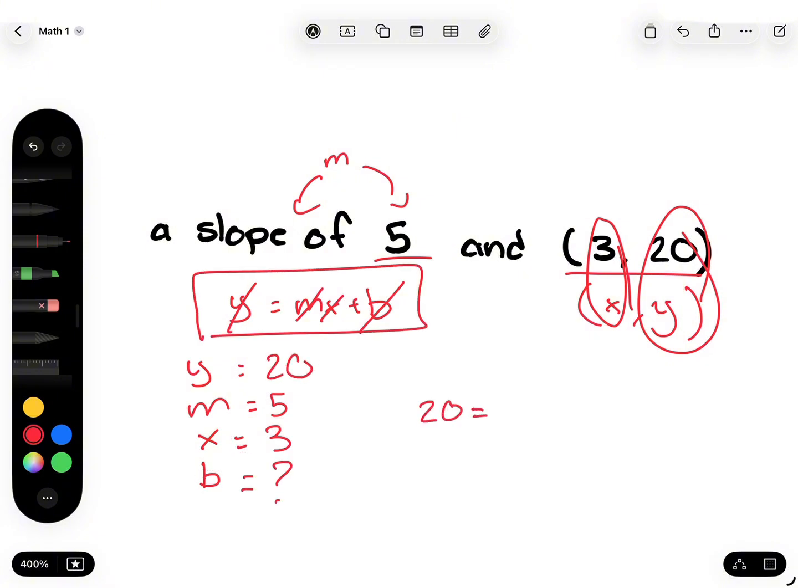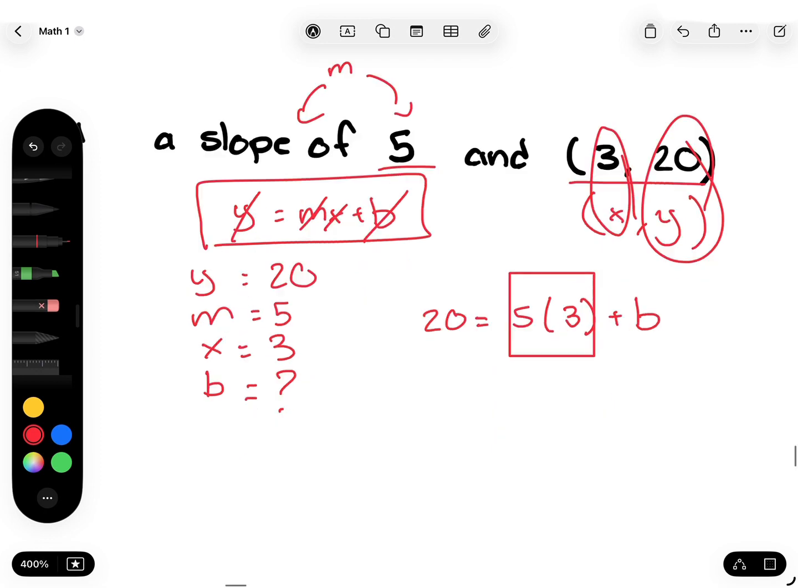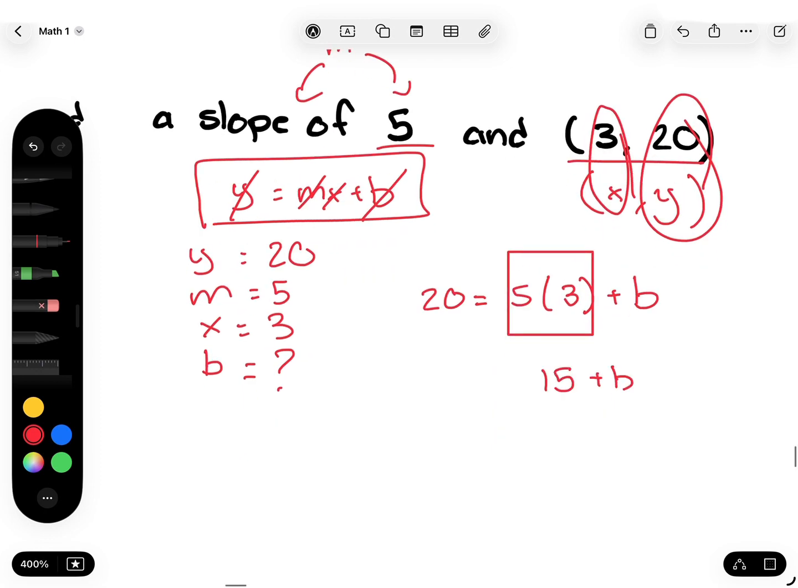So 20 equals 5 times 3 plus b. And we're going to deal with the numbers farthest from b first. 5 times 3, which is 15, plus b equals 20. We're going to do the opposite of being positive, which is being negative, to both sides of the equation. 20 minus 15 is 5, 15 minus 15 is 0, and that leaves us with just b.